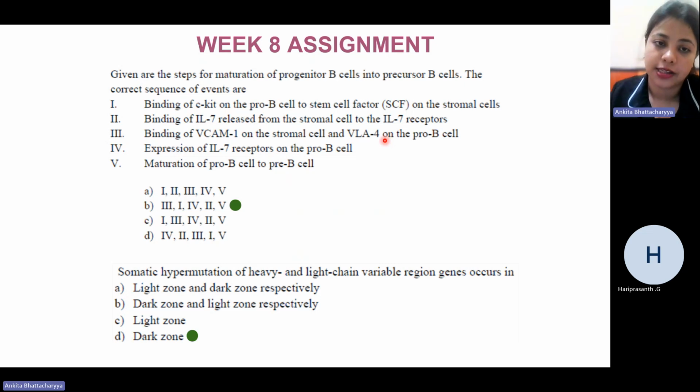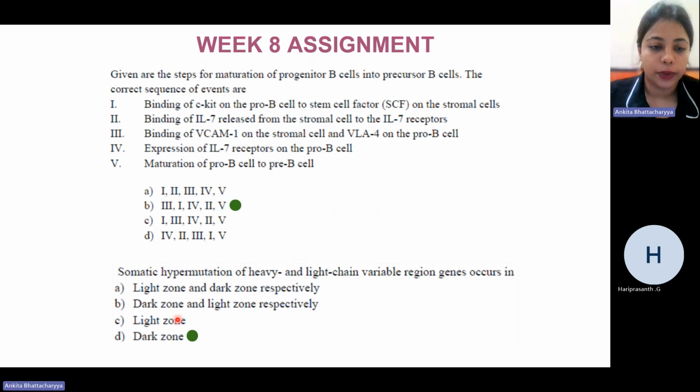So after expression has occurred, there is interaction between IL-7 and the IL-7 receptor. And then obviously the final step will be maturation of the pro-B cell to the pre-B cell. So that is the correct sequence of events: it begins with 3, then 1, 4, 2, and then finally 5. Therefore the correct option is option B.